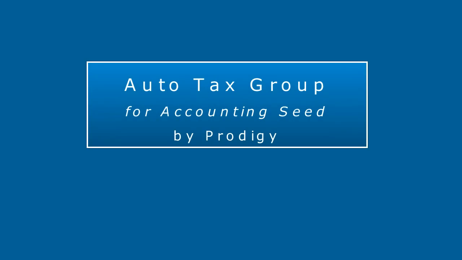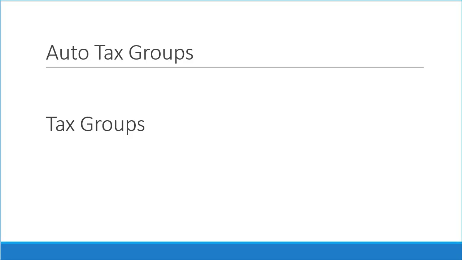Let's show you how it works. In Accounting Seed, VAT coding is controlled by tax groups. The correct tax group is defined by several parameters.